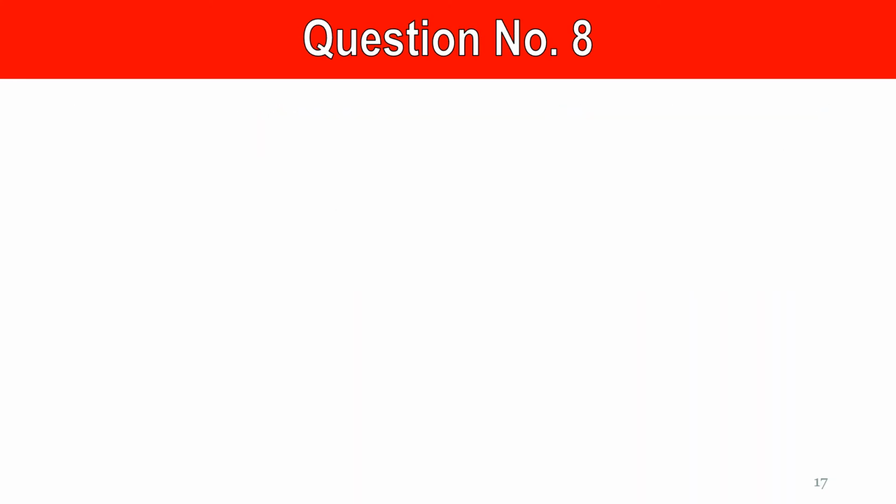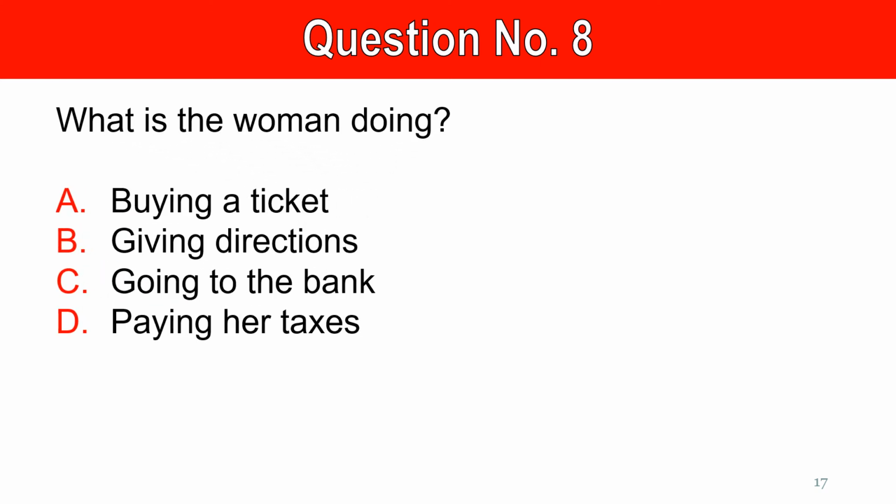Question number 8 for conversation 8. What is the woman doing? A. Buying a ticket. B. Giving directions. C. Going to the bank. D. Paying her taxes. To check your answer, let's see the subtitle of Conversation 8.